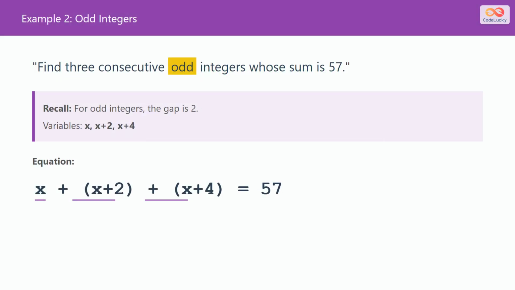Here is a slightly trickier one. Find 3 consecutive odd integers whose sum is 57. Because the problem says odd, we must change our setup. We will use x, x plus 2, and x plus 4. We add these groups together and set the total to 57.